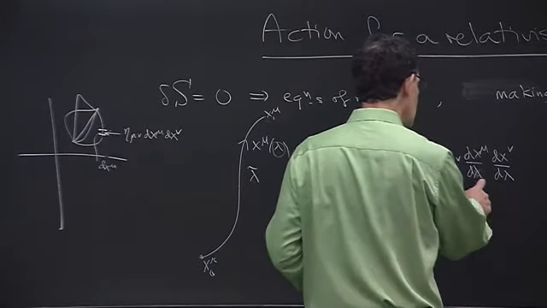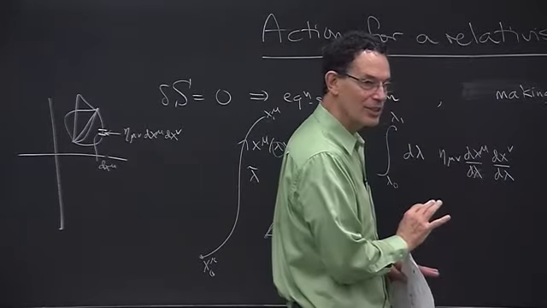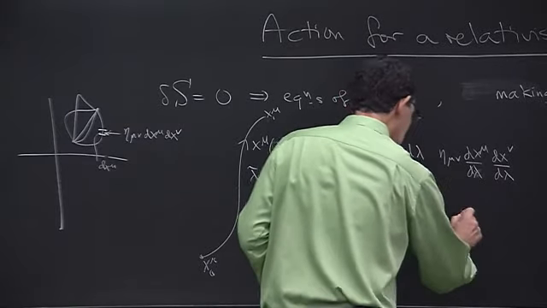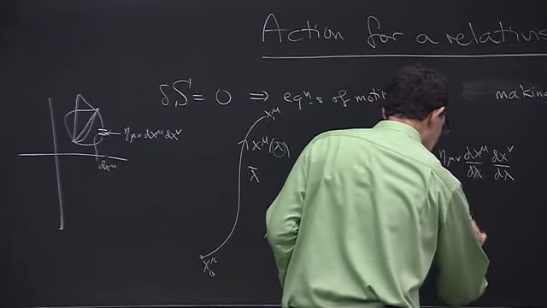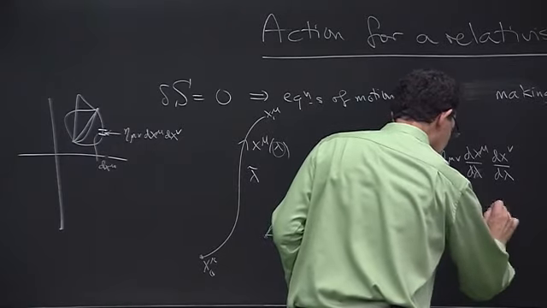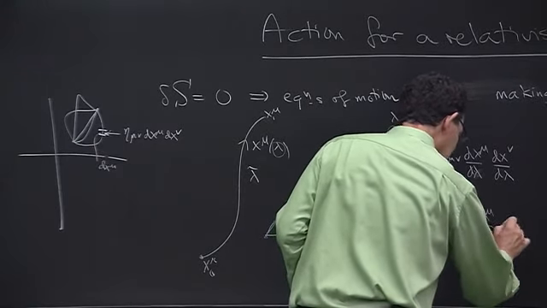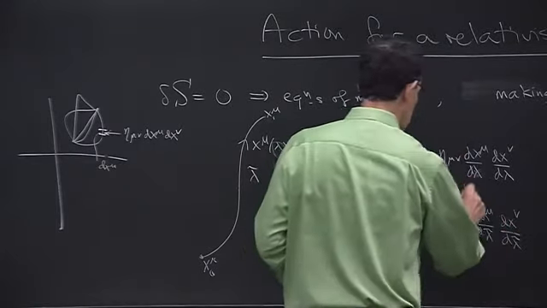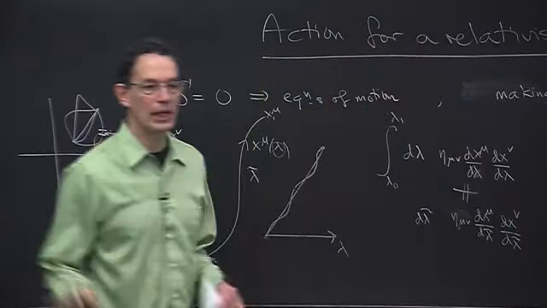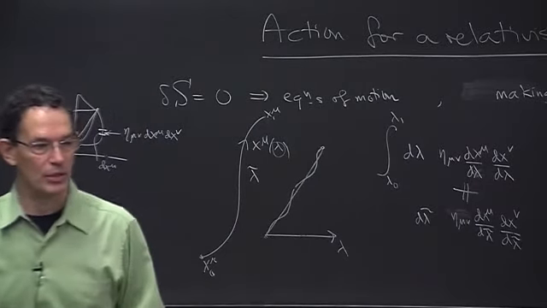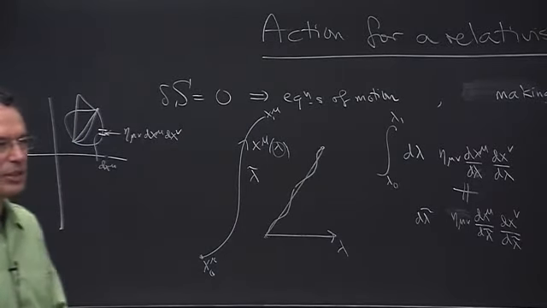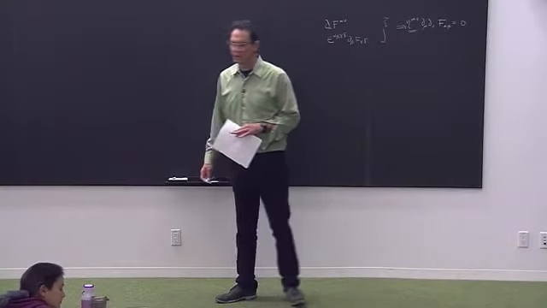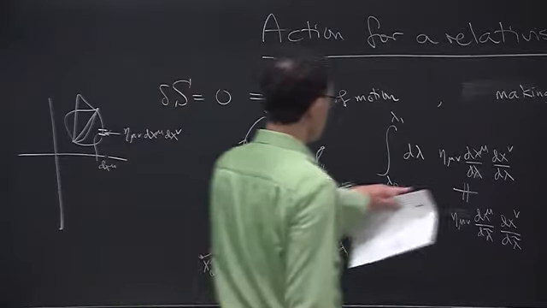The unfortunate thing here is that the powers of d lambda don't match. If I write this as d lambda tilde, eta mu nu dx mu d lambda tilde, this would be another parameterization, right? And this is not equal, because the d lambdas come in different powers. So that's a bad thing. If your action depends on how you parameterize the line, it's a bit ridiculous. So what do I do to correct that?